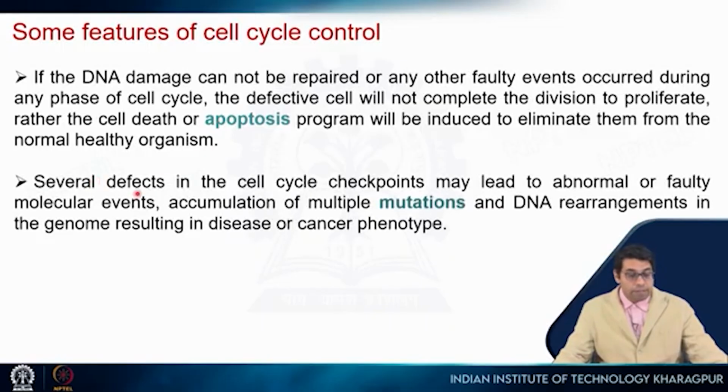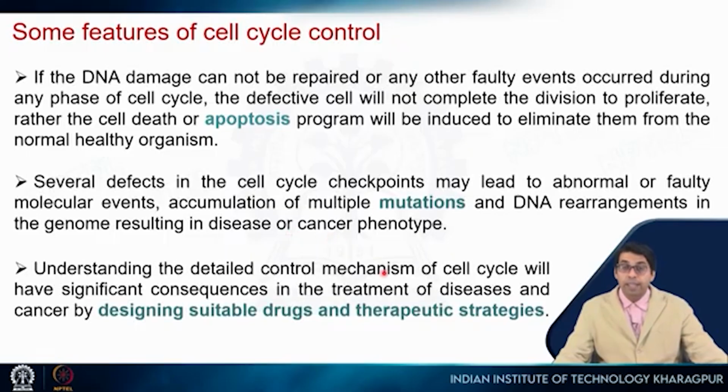Now several defects in the cell cycle checkpoints may lead to abnormal or faulty molecular events. So accumulation of multiple mutations and DNA rearrangements in the genome can result in disease phenotypes such as cancer. So understanding the detailed mechanism of this cell cycle control can help us to develop treatments for these different diseases.